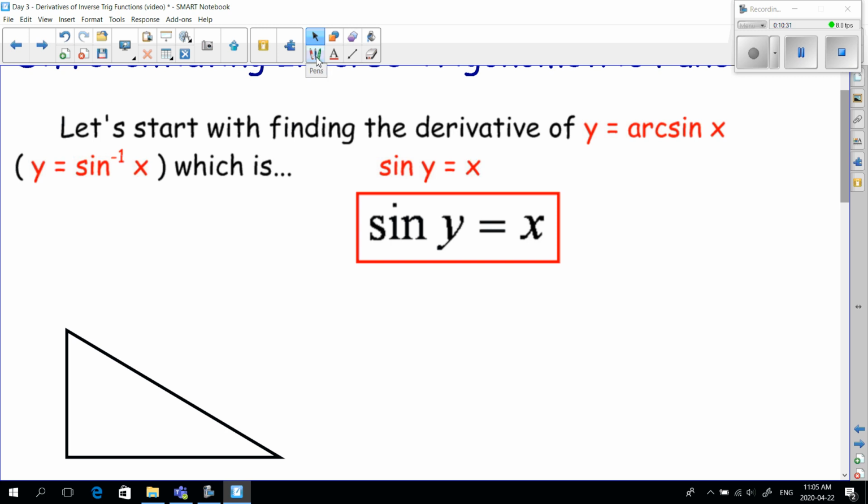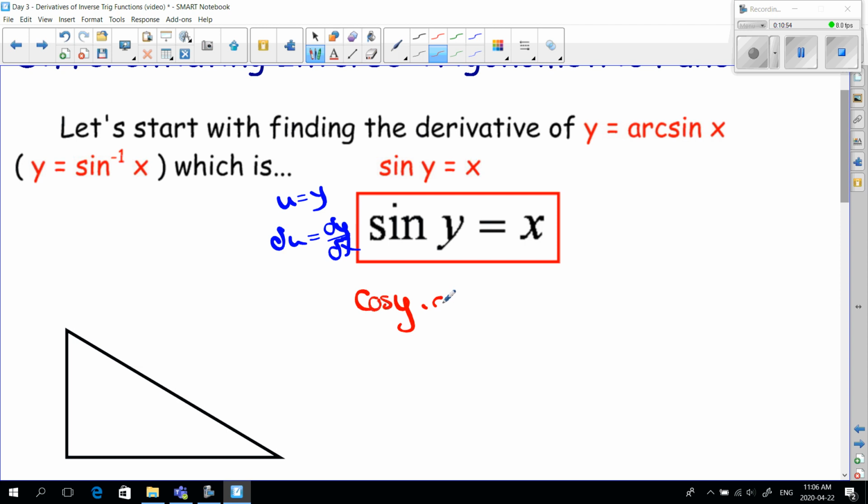So these things stay attached. That's fine. I can do the derivative of sine y. Recall from pre-cal B, the derivative of sine u is cosine u. So in this case, my u value would be y, and the derivative of y would be dy over dx. So I would have the cosine of y times dy over dx equals the derivative of x, which is 1. Now, if I want dy over dx by itself, I can divide both sides by cosine y, and this is what I will get.